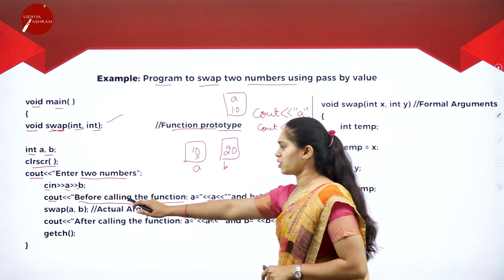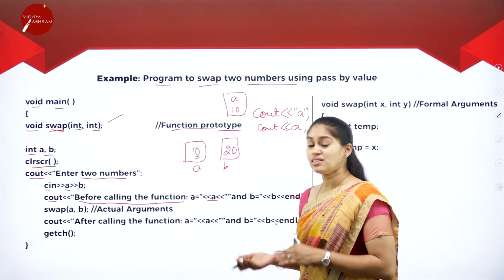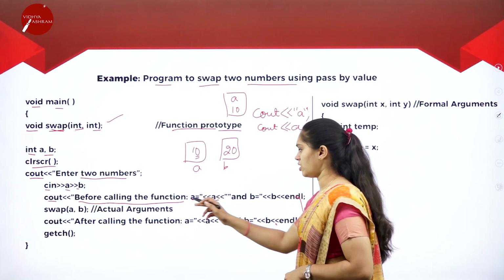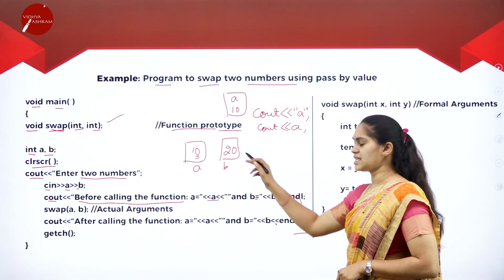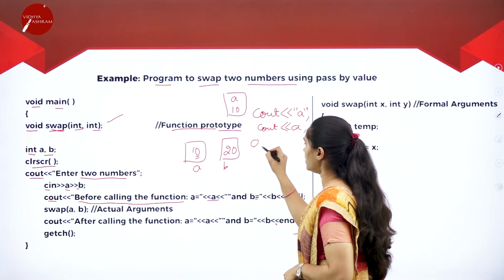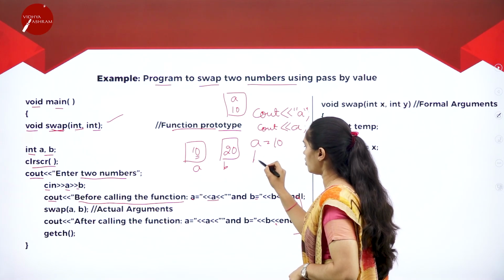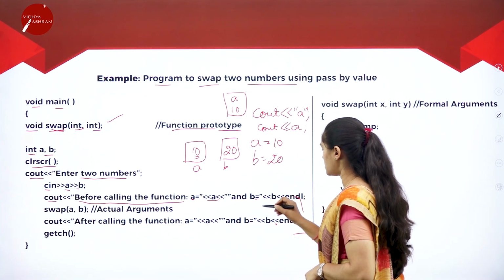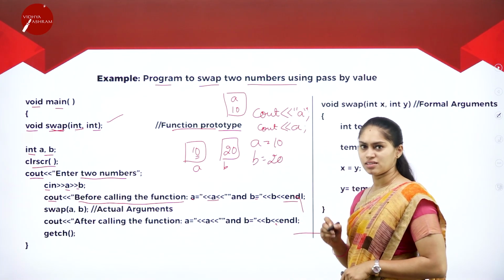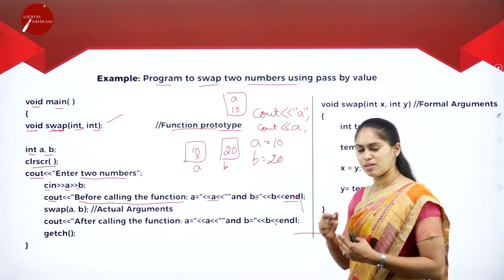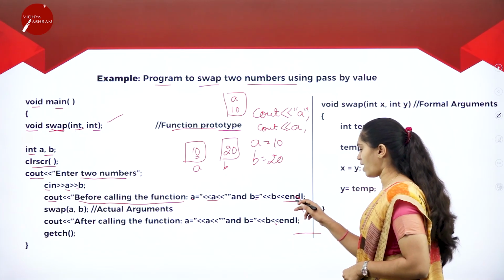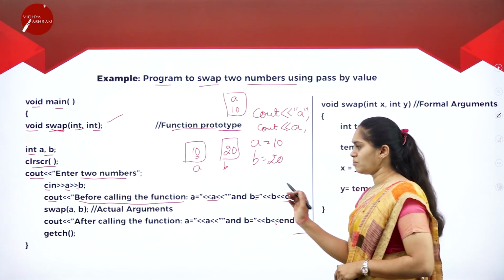So here we are going to display the value of A and B before the function call. Before the function call, the value of A is 10 and the value of B is 20. Remember, value of A is 10 and value of B is 20. After this, end of the line. When I want to have the next statement on the next line, it is mandatory to have this endl manipulator.